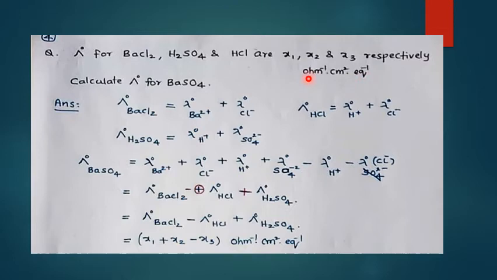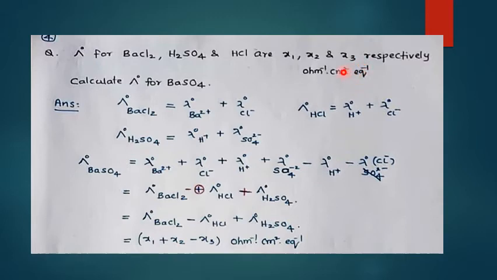So what is the unit here? Ohm inverse, centimeter square and equivalent inverse. When nothing is mentioned, then you are supposed to take equivalent conductivity only. But if I specifically mention M here, molar conductivity, and if I mention equivalent inverse, that case is different. But here equivalent inverse is mentioned. In this case, you are going to calculate equivalent conductivity for BaSO4 by using this one.